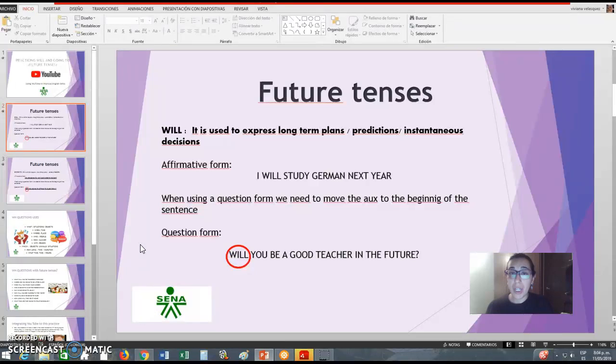When you want to work on a question statement, we're going to change the position of the auxiliary at the beginning. So we're going to move will previously to the subject. For example, will you be a good teacher in the future? ¿Serás un buen profesor en el futuro? So you're going to use will previously to the subject.